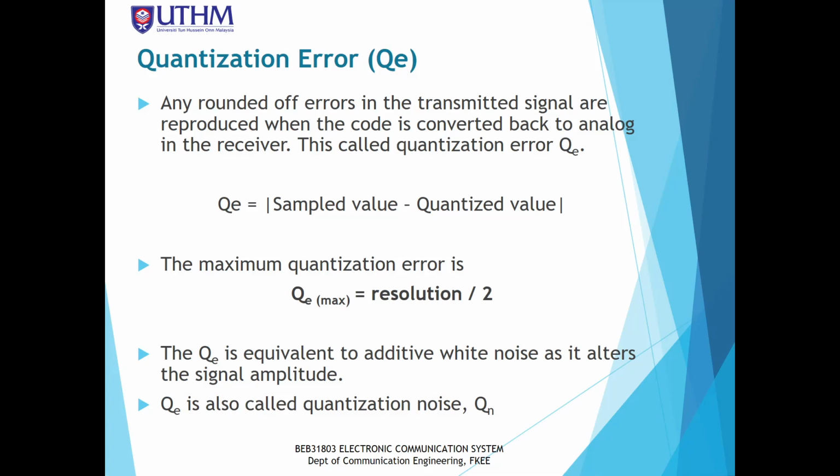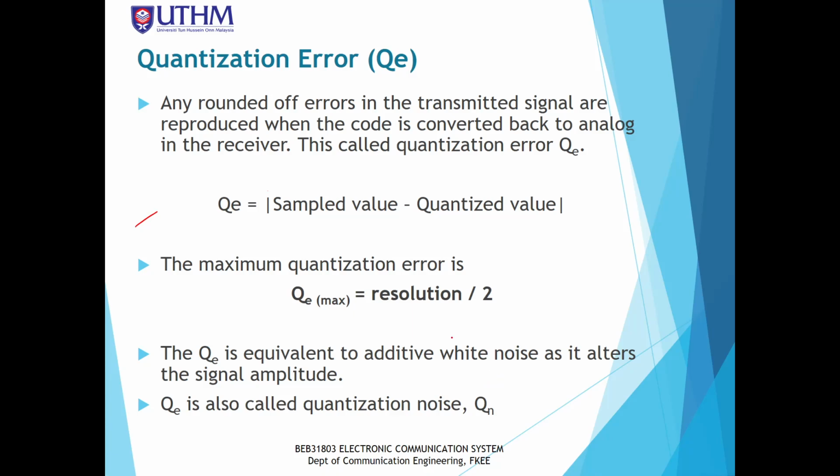Then, quantization error. This is what I mentioned earlier. When we round the value, we are actually making an error. The error is what we call the quantization error. It is defined as the modulus of the sample value minus the quantized value.